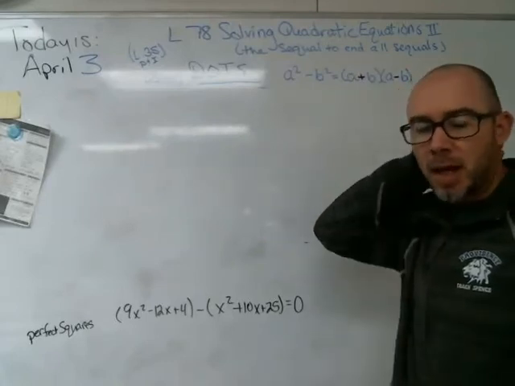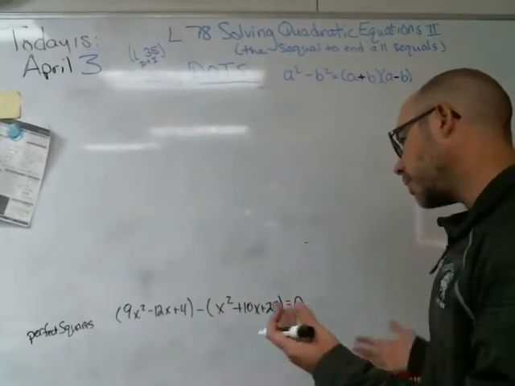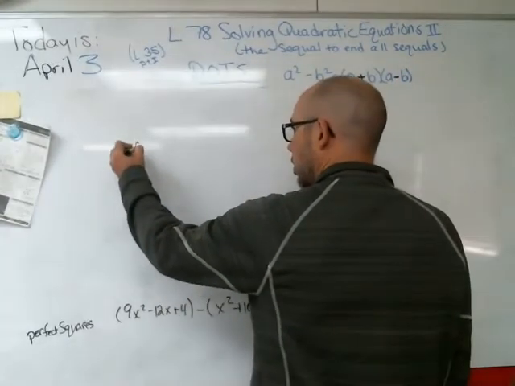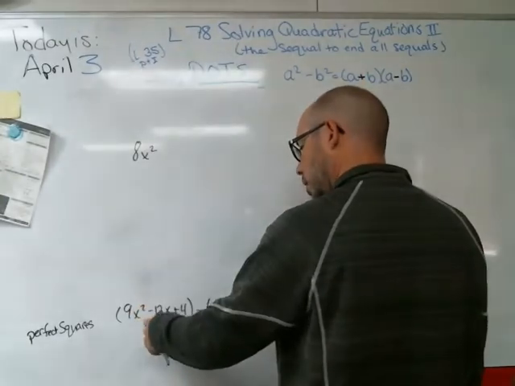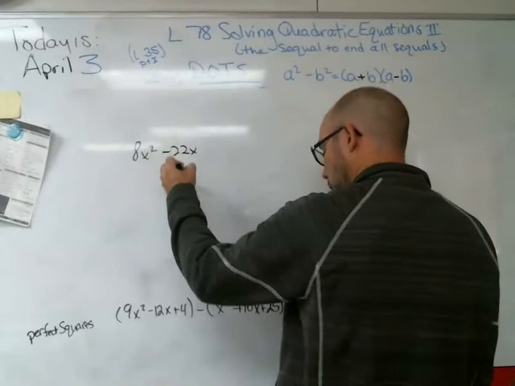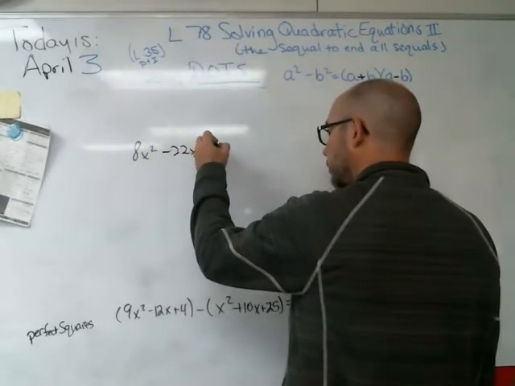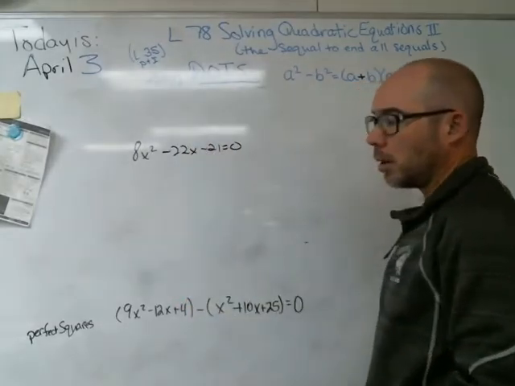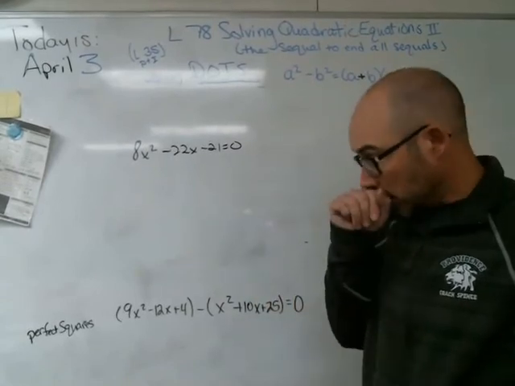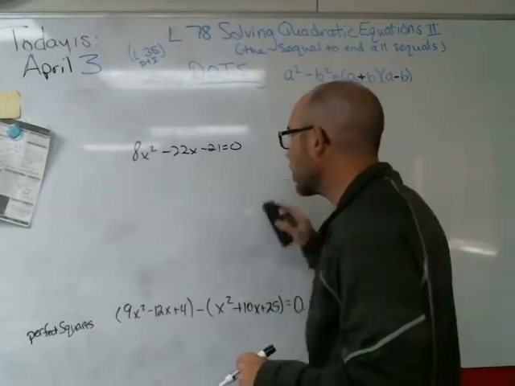So if you're looking at that just on face value, you might start thinking, well, I'm going to do some math, right? I'm going to go 9x squared minus x squared, get 8x squared, and then I'm going to go negative 12x minus 10x, and 4 minus 25. I can't factor that. And then you maybe punt and you do the quadratic equation. But no, we need to use the difference of two squares. That's what we need to do.